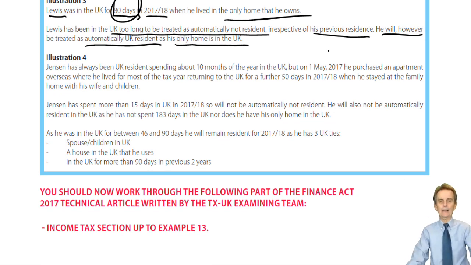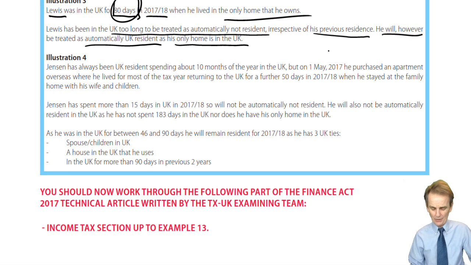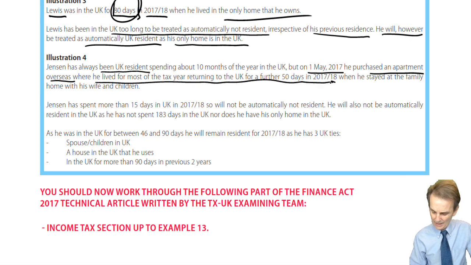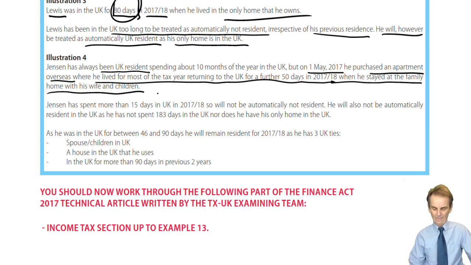And finally, our pièce de résistance in relation to our examples, illustration 4. Jensen, always been UK resident, so he's previously UK resident, spending about 10 months of the year in the UK, but on the 1st of May 17, purchased an apartment overseas where he lived for most of the tax year, returning to the UK for a further 50 days in 2017-18 when he stayed at the family home with his wife and children. Right. Was he automatically not UK resident?